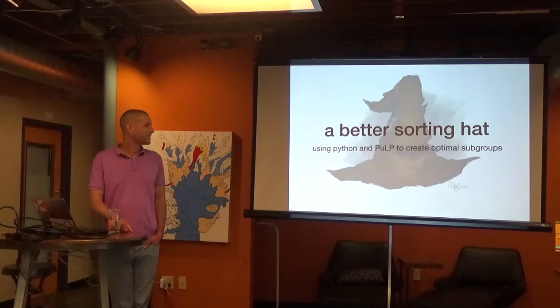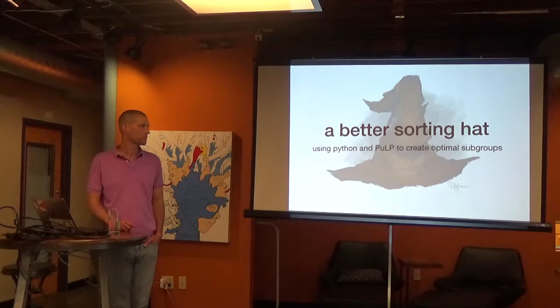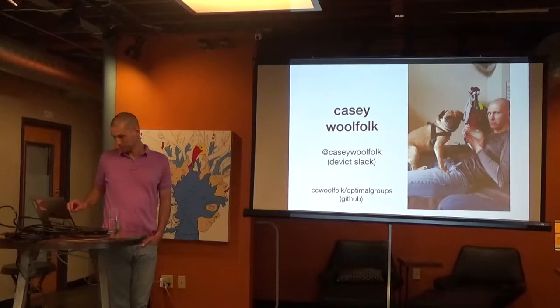Alright, so I'm calling this a better sorting app. I'll see why in a second, but it's using Python and then a package called Pulp, which is a linear programming module basically. And we're going to be using it to create optimal subgroups from a group of individuals.